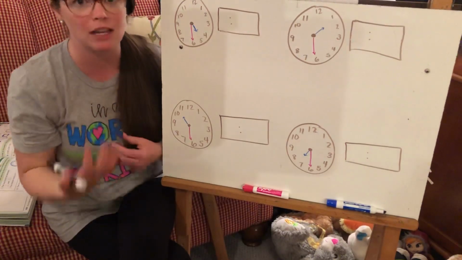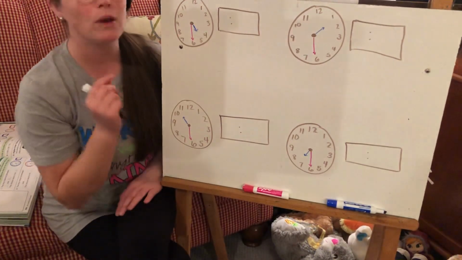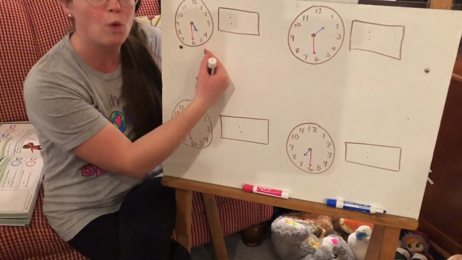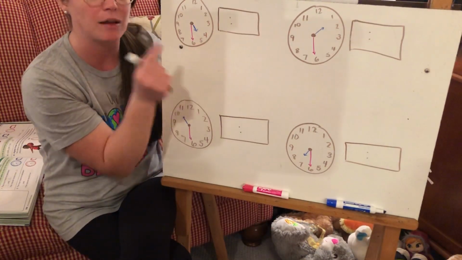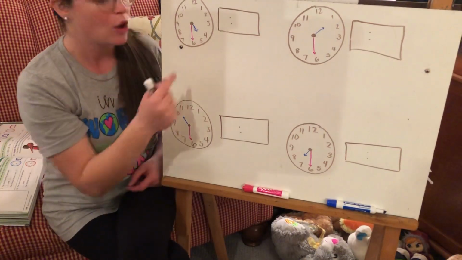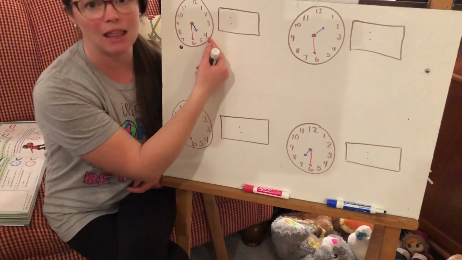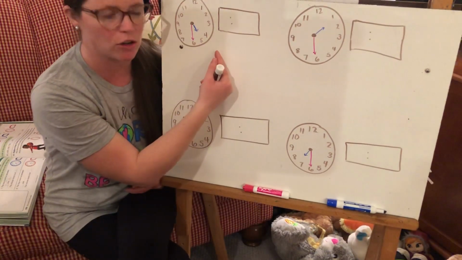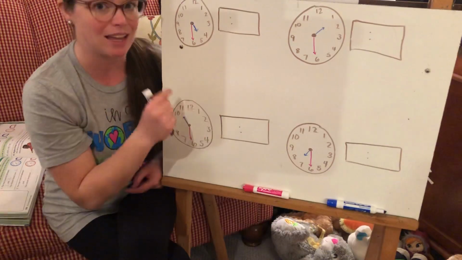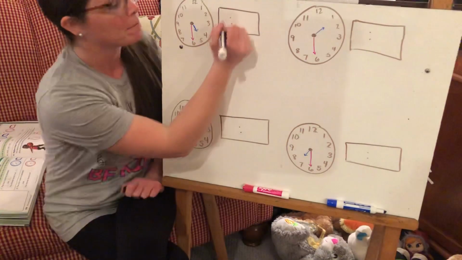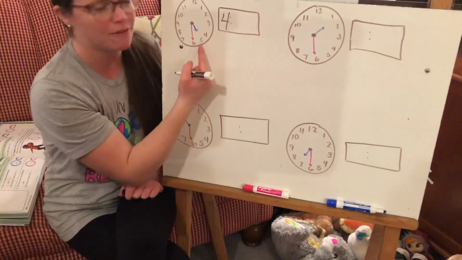A lot of times I'll have kids pick the wrong one. Always remember, you're in the 4 o'clock hour and it's working its way to 5 o'clock, but it's not quite there yet, okay? So you're always going to pick the number in front, the number that comes first. So in this case, it is 4, because it's not quite at the 5 yet.